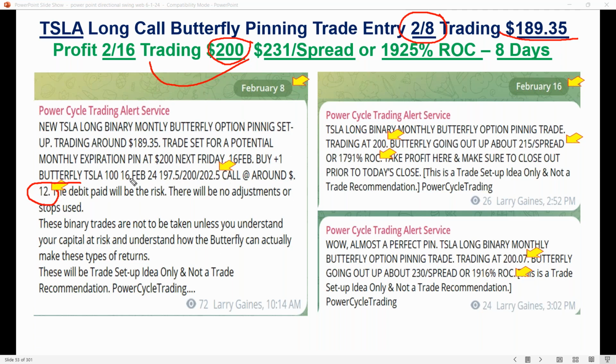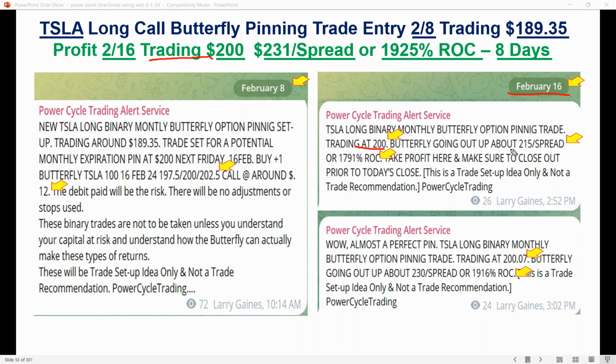So this was a butterfly setup targeting 200. It's a 197.5, 200, 202.5 butterfly for the cost of 12 cents, or $12. So if it didn't work out, your risk is 12 bucks. If it does work out, the potential here was for a return of almost 2,000%. It sounds crazy, but these are realistic and also possible trades that you can make these kinds of returns on. Then you can see on the 16th, it was trading right here at 200.